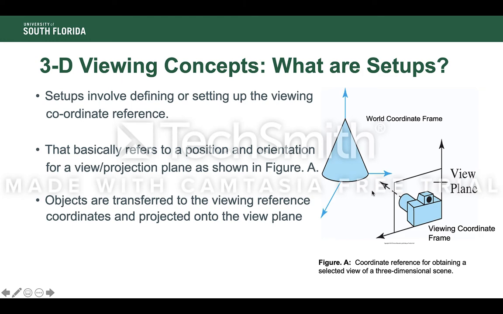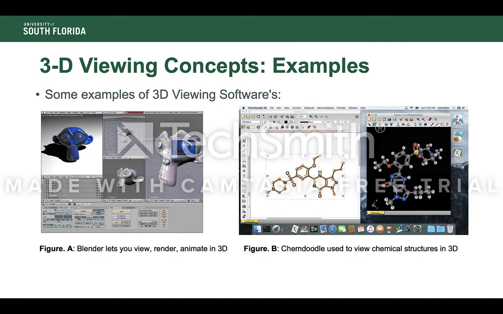There are many software packages that help you create this setup directly on the fly, for example Blender and ChemDoodle. Blender helps you view, render, and animate in 3D. That's the very famous Suzanne monkey being rendered in 3D using Blender. ChemDoodle is used for viewing chemical structures in 3D. As you can see, there is a 2D representation and then a 3D image of that structure, and the 3D image is brought down to a 2D representation using ChemDoodle. There are other software packages like AutoCAD, which help you do the same thing and model a 3D scenario using your computer.